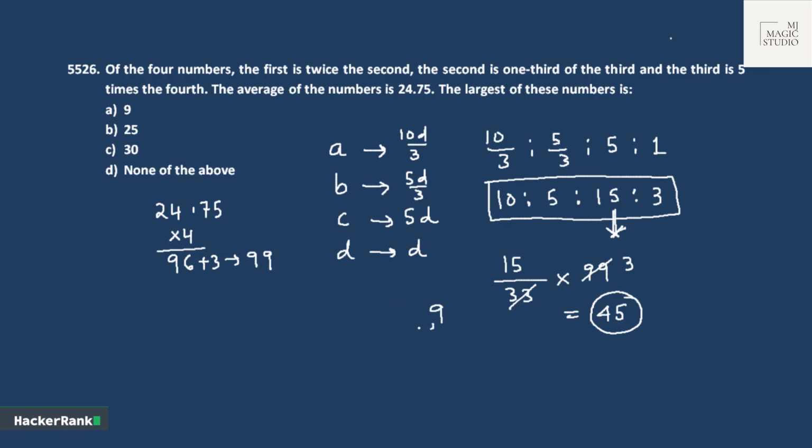Let's check all the numbers. 9, 45, I'm multiplying everything by 3, 15 and 30. First number is twice the second, yes. Second number is 1/3 of the third, yes. Third number is 5 times the fourth, yes. And the total is 99. The largest of them is 45. None of the above will fit in.